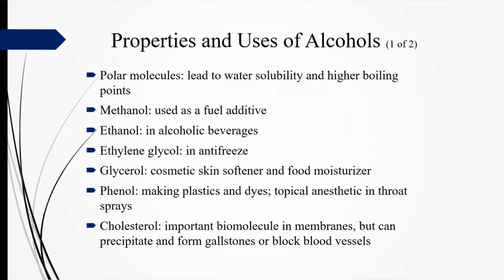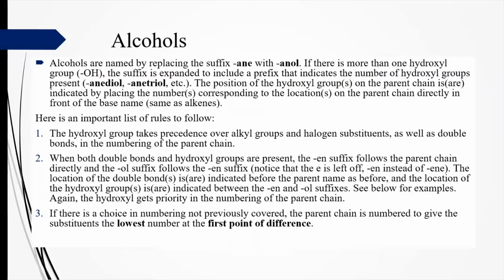And so these are important because they're going to give us very polar molecules because of that hydrogen bond. So they have good water solubility and high boiling points. So they're very useful. Cholesterol gets its name because it also has an alcohol group in there as well. And so we see a lot of these different alcohols. So we replace the ane part with the ol part. So instead of being ethane, we become ethanol.